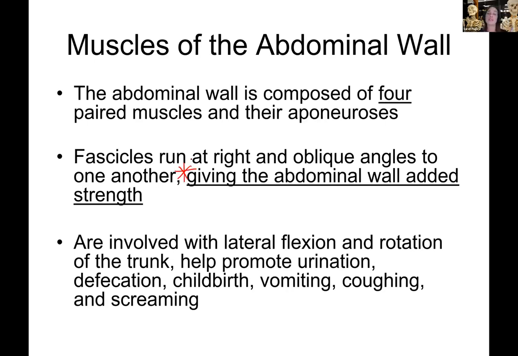So remember, I told you that we have no bones there. Instead, we have fat and we have 4 layers of muscle. Okay. Now, these muscles in the abdominal wall, we call these your core muscles, right? These are your abdominal muscles. They help with flexing, okay, right? So sitting up, flexing. They help with lateral rotation, side to side. Also, when these muscles contract, they push in. So they're also going to be used to help to promote things like urination and defecation and childbirth and vomiting and coughing and screaming and all of those things.